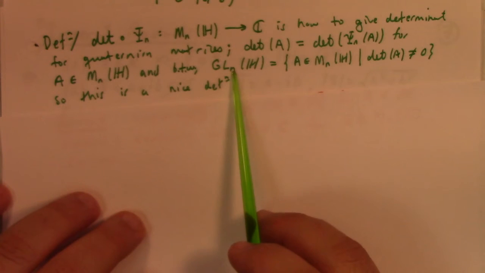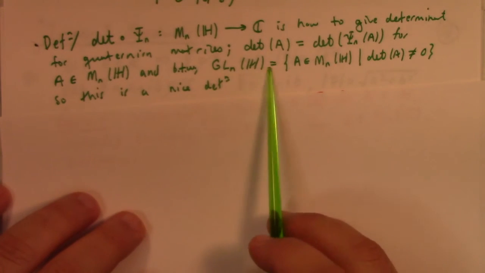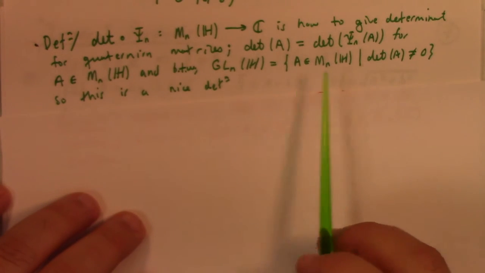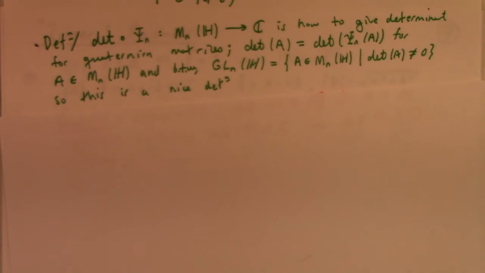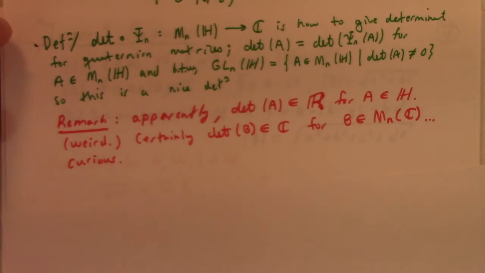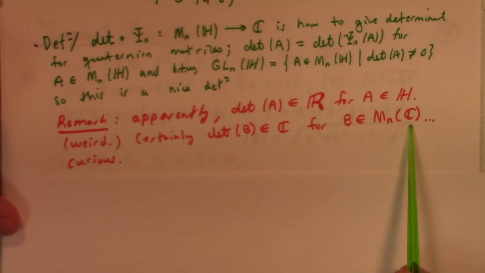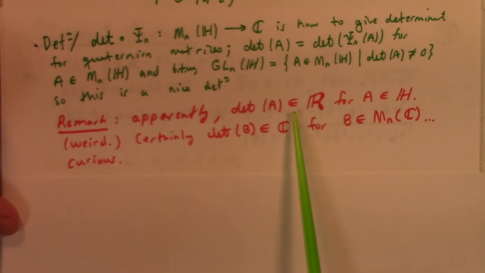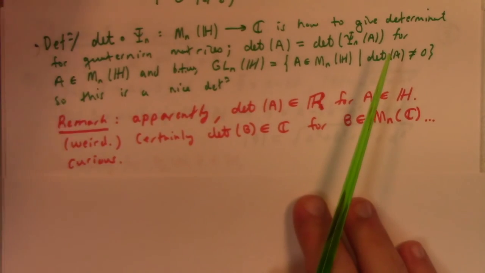And with respect to this definition of determinant, it is the case that the general linear group over the quaternions is in fact the non-zero determinant elements. So this is a nice definition despite its apparent ad hocness. Is ad hocness a word? I don't know. Anyway, apparently the determinant of A is real for A in the quaternions, which is kind of weird because, on the other hand, the determinant of B is complex for B in the complexes. So it just so happens that with respect to this definition, the determinant of a quaternion matrix is real, which is kind of cool.